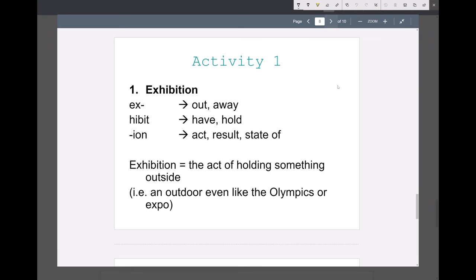So here's a first activity. You may or may not know this word exhibition, but you probably have not tried breaking the words into parts. So we have X means outside of, which you already know. ION, which you also know. It means the act or the result or the state of something. Inhibit means to have or to hold.